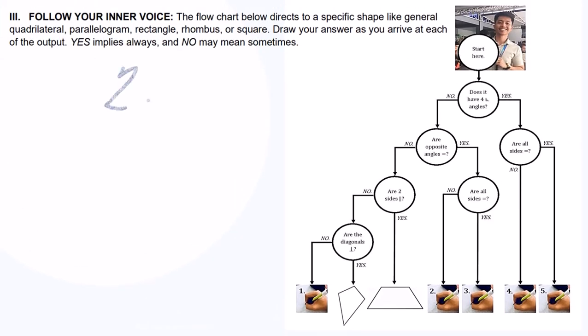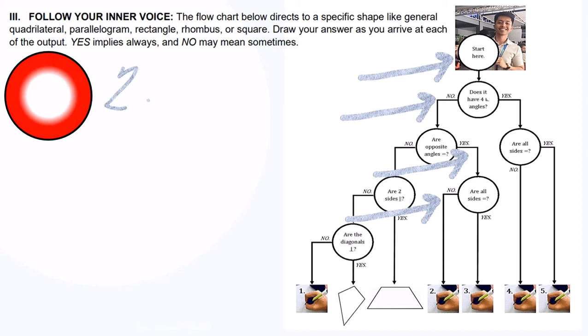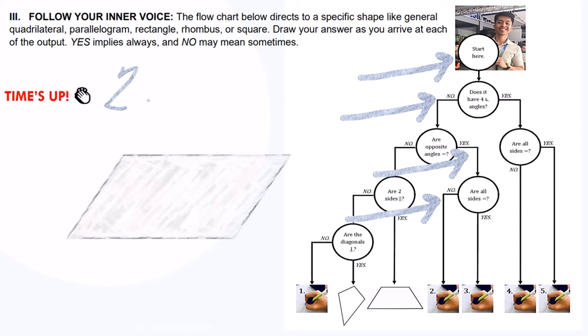Number 2. Okay, let's start here. Does it have 4 right angles? If your answer is no, are the opposite angles equal? So let's say yes, are all sides equal? If your answer is no, what figure can you draw? Draw your answer. Your 5-second timer starts now. Okay, the correct answer is parallelogram.